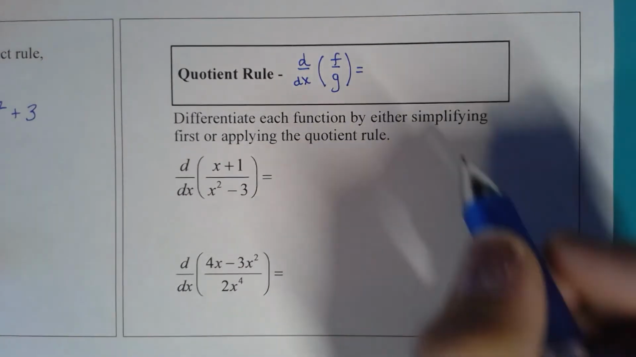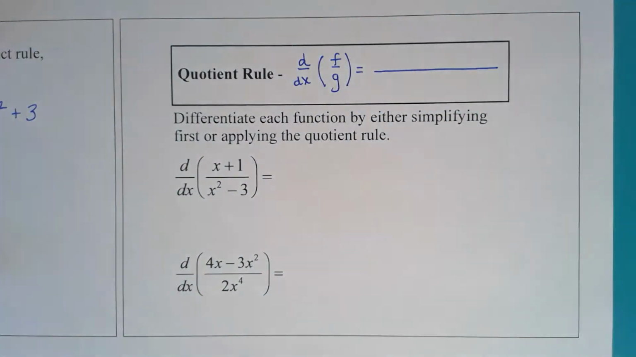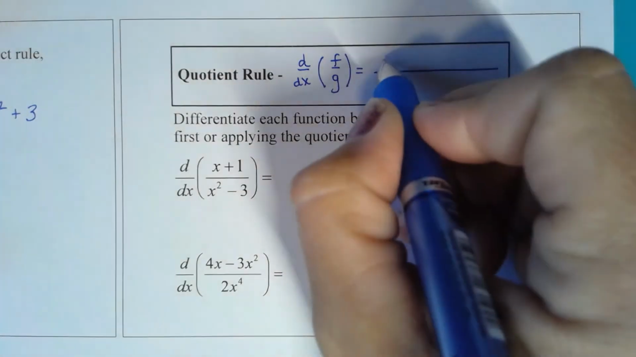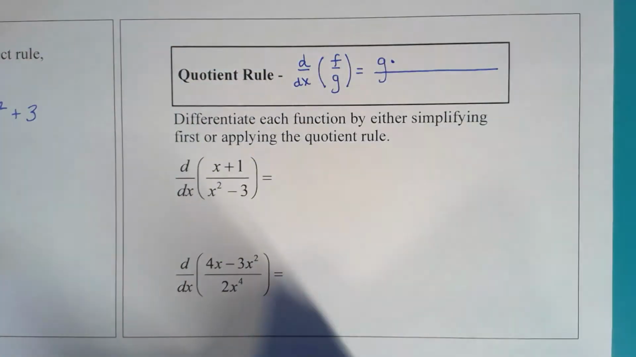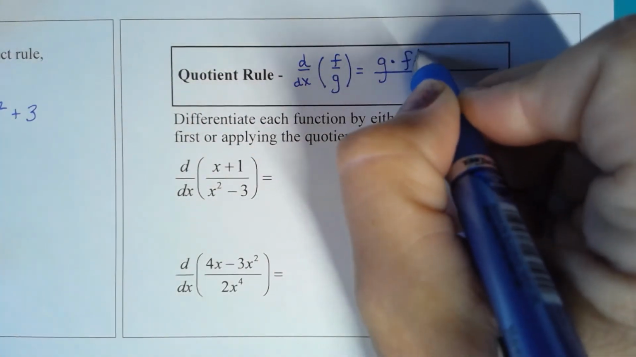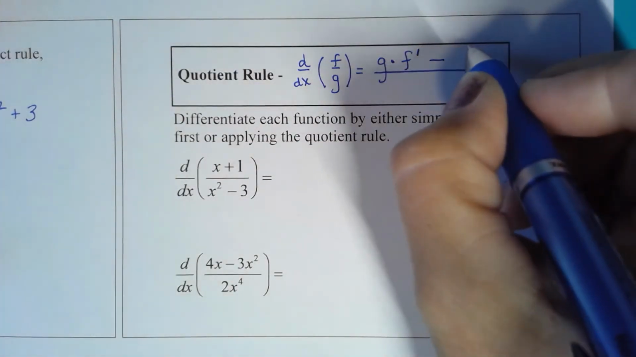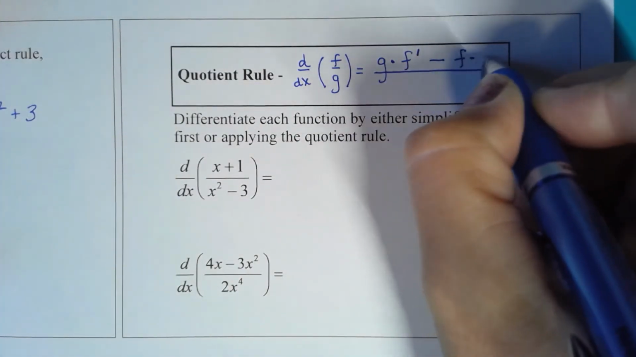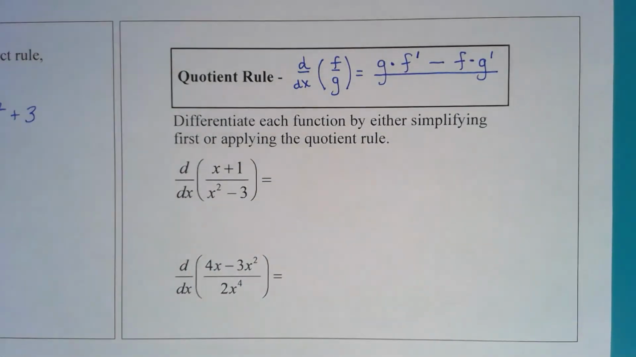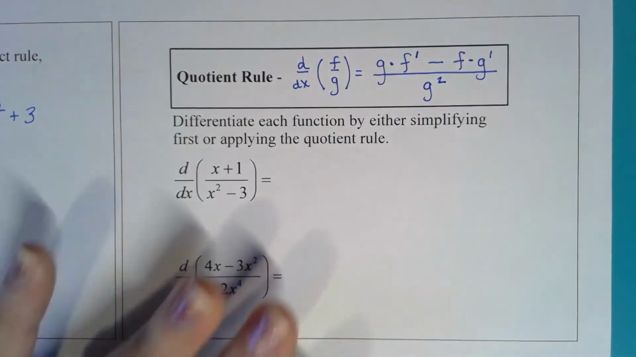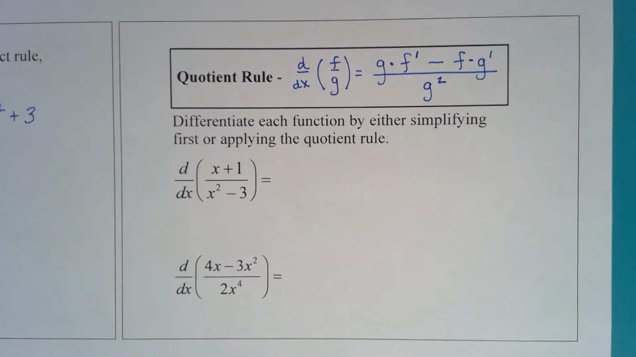All right, so here we go. You ready? It's going to be a little bit longer. One big long fraction bar. And in the top, we'll talk about how to memorize this. In the top, we have g, just g, times f prime minus f times g prime all over g squared. Wow. I'll give you a moment to write that down.